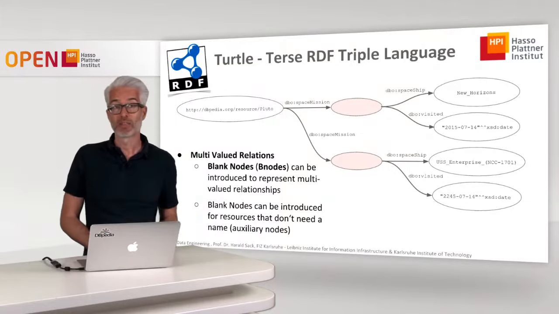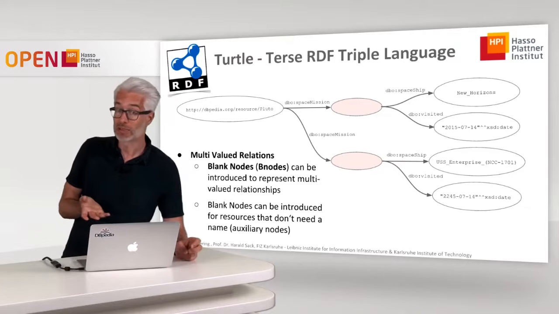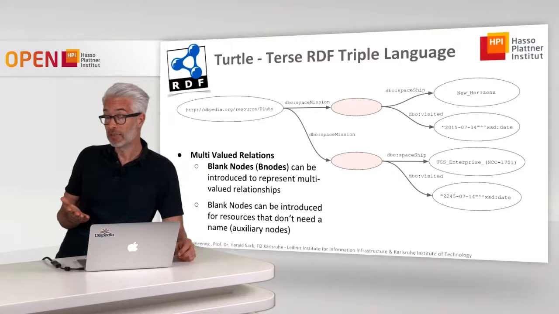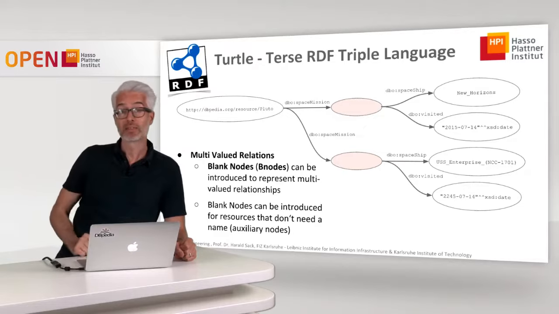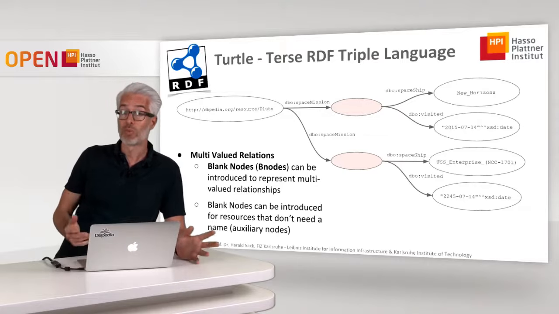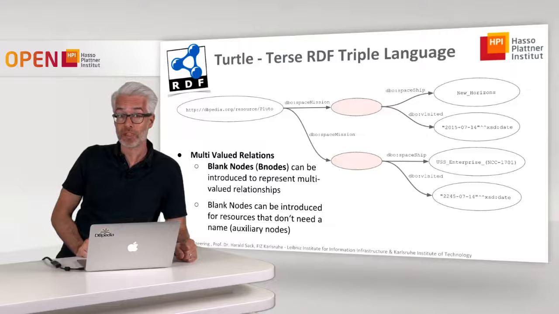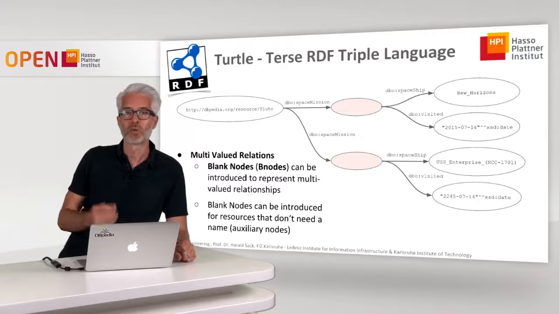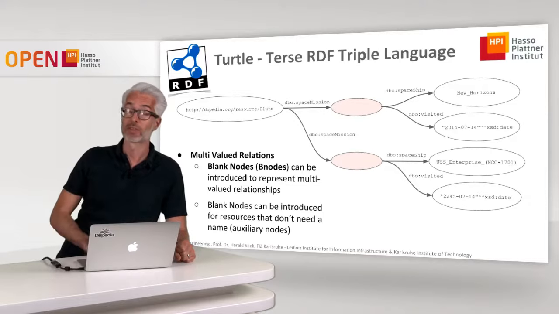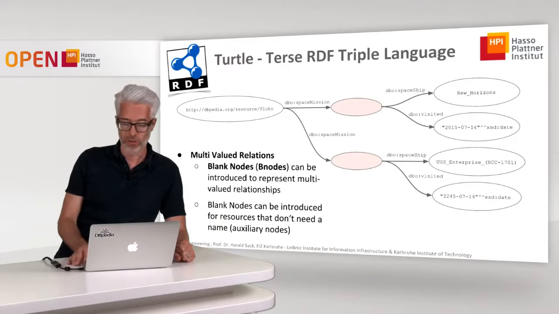This would be the graphical representation for that. So I introduced two new blank nodes. First one for the New Horizons mission, second one for the Enterprise mission. The point is, these are anonymous blank nodes, which means they are not referenceable, they don't have any ID. We only say there exists a space mission which comprises a spaceship and a visiting date. That's all. We do not say more about this kind of space mission. So blank nodes can be introduced to represent multi-valued relationships. Of course, they can also be introduced for resources that don't need a name, so for so-called auxiliary nodes, and this is a typical case for auxiliary nodes.